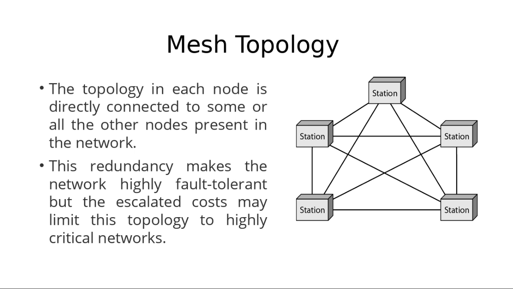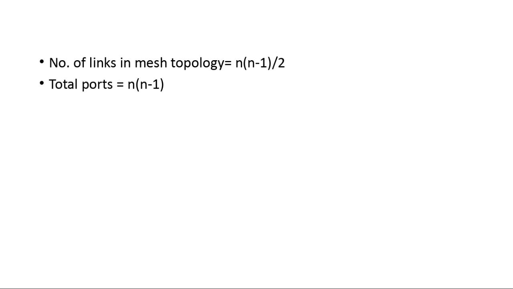If we apply the formula on this diagram, the number of links here is 5 into 5 minus 1 by 2, that is 10. So 10 links are used here, and the number of ports is 20. Each device uses 4 ports, so a total of 20 ports will be used. I hope all of you have noted down the formula.